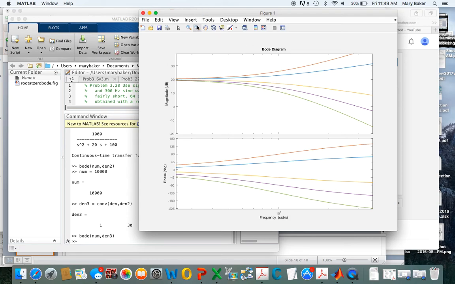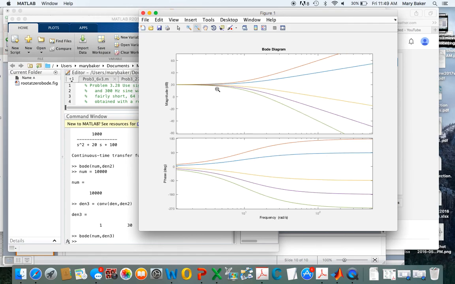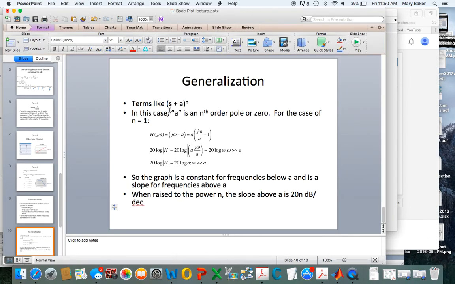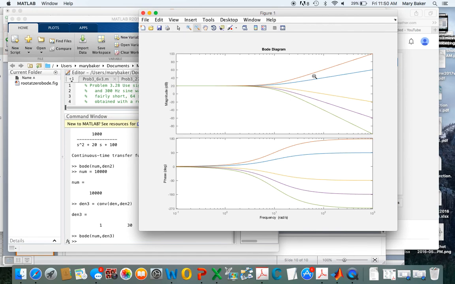So this just shows you some of the things that happen when you do a Bode plot of this particular kind of term. So once again, just to review, the terms that we're looking at are terms like s plus a to the n. The ones that we actually plotted on our MATLAB graph, we plotted n equals 2, n equals 1, n equals -1, n equals -2, and n equals -3.